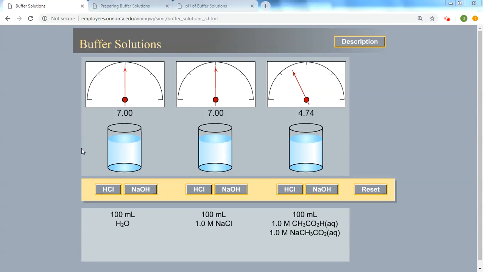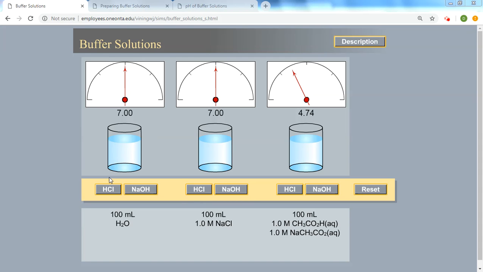Here are 3 flash animations that are quite useful in helping you to explore and reinforce your ideas on buffer solutions. So the first one is fairly simple. You are given water, a solution of sodium chloride, which is not buffered, and then a buffered ethanoic acid that's buffered together with its conjugate ethanoate base.